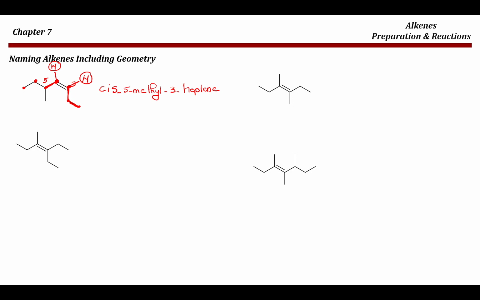If I'm using the EZ system, again, the highest priority group will be this and this, those are both below the double bond. So this is Z. So this is Z 5-methyl 3-heptene.